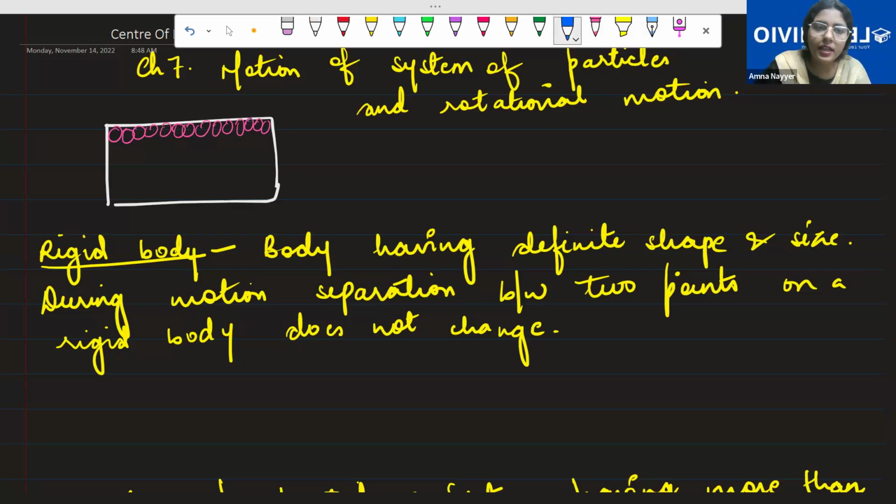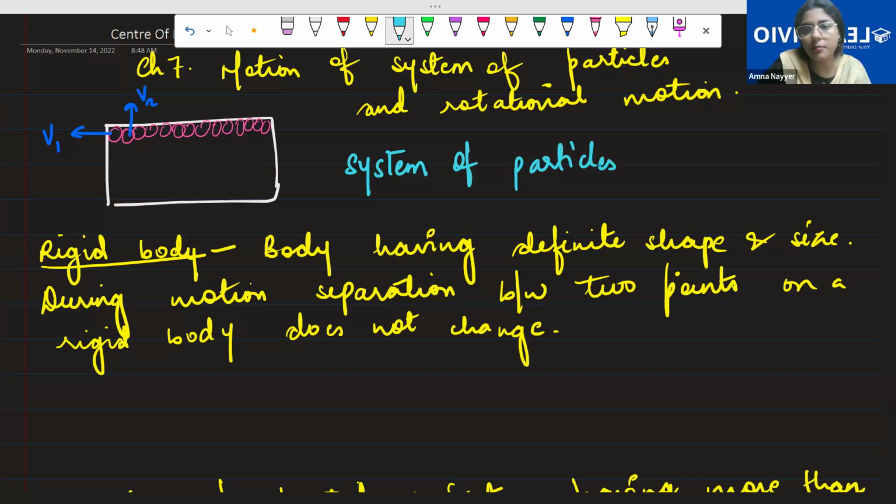So what will be there? Every particle will have velocity. This will have its own velocity. This will have its own velocity. All the particles will have velocity. So when we have all the particles' combined motion, see, one particle is there, we call it a particle. When many particles are there, we call it a system of particles. Okay, system of particles.